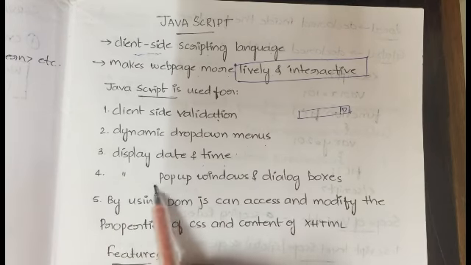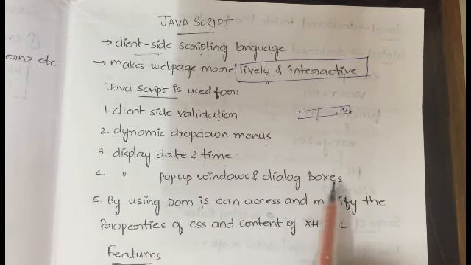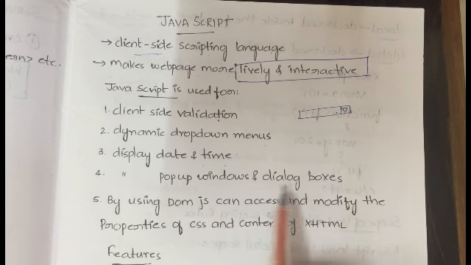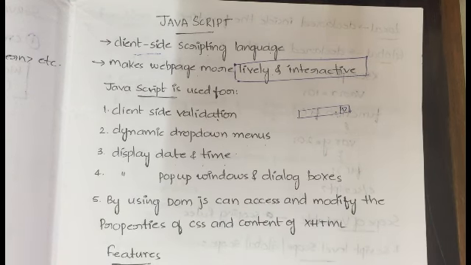It will display pop-up windows and dialog boxes as well. You know what pop-up windows and dialog boxes are? On your screen, in between, some pop-up windows or dialog boxes will come, and they will ask you okay or allow or don't allow. All those interactive things are done with the help of JavaScript.